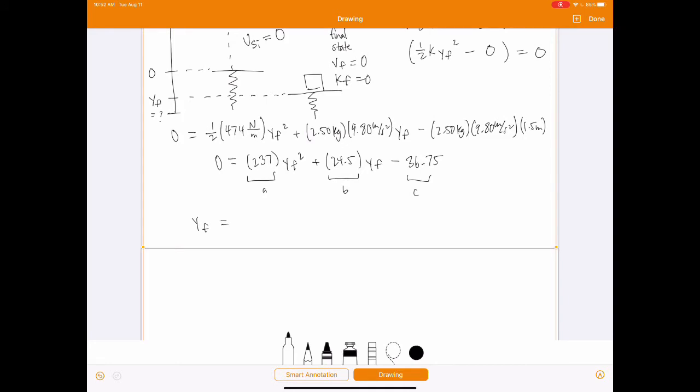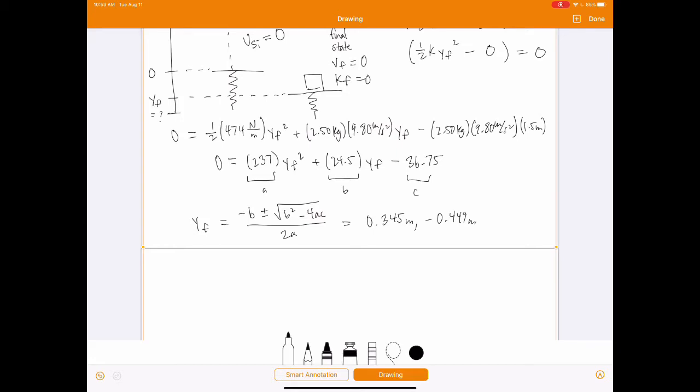So y final, we use the quadratic formula. If you remember, it's minus b plus or minus the square root of b squared minus 4ac over 2a. And again, you know what to plug in for a, b, and c. So you get these two possible answers. I'm just going to jump to the results you get from doing that calculation, which are 0.345 meters or negative 0.449 meters. Those are the two answers we get from the quadratic formula.